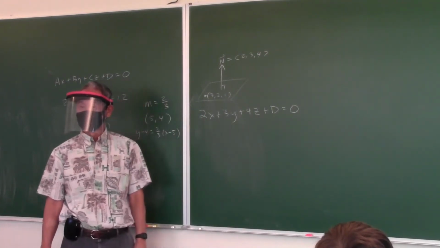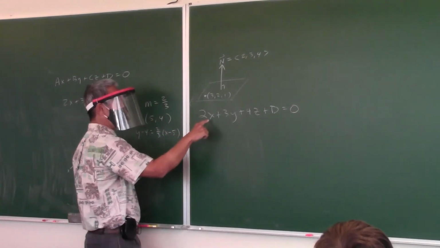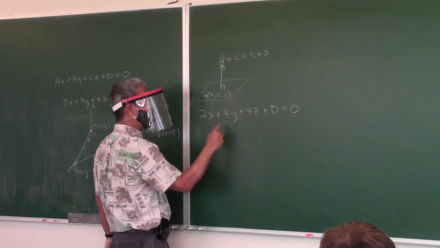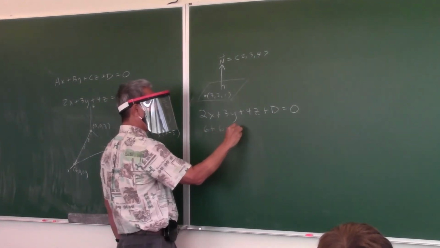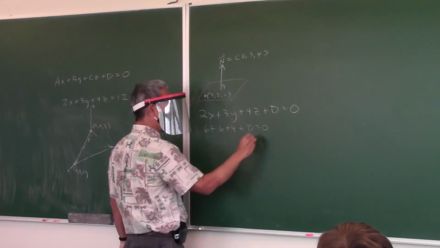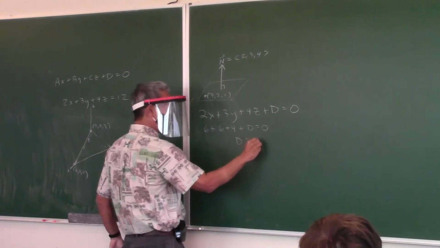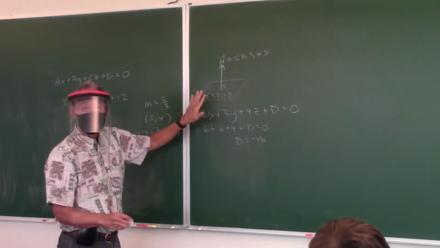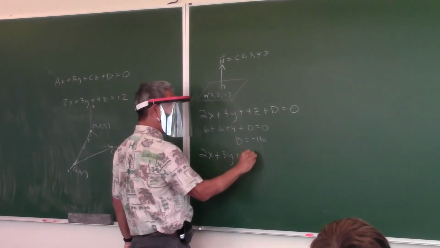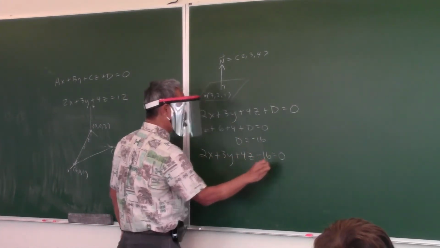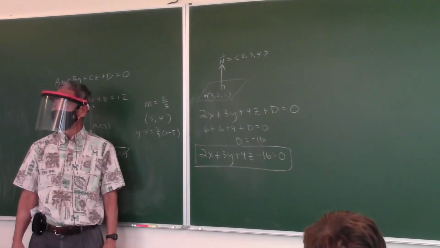How do I figure out this constant d here? What do you think I'm going to do? You're going to plug in the point. Exactly. So what happens if I plug in the point? Plug in 3, 2, and 1 here. What do you get? 6 plus 4 plus d equals 0. Therefore, d equals negative 16. Therefore, the equation of this plane is 2x plus 3y plus 4z minus 16 equals 0. Bam! That's how you write an equation of a plane.